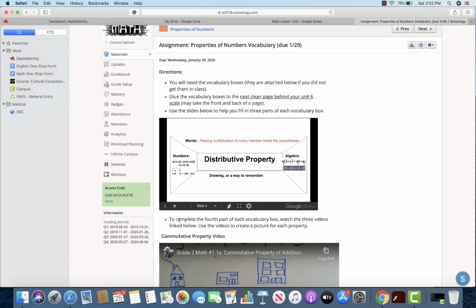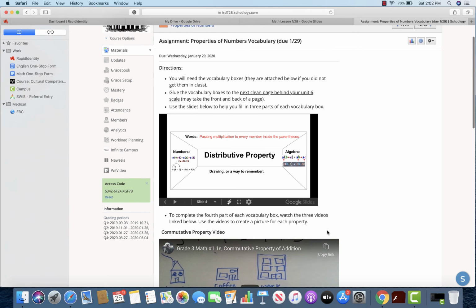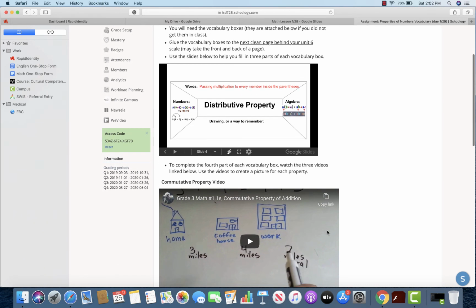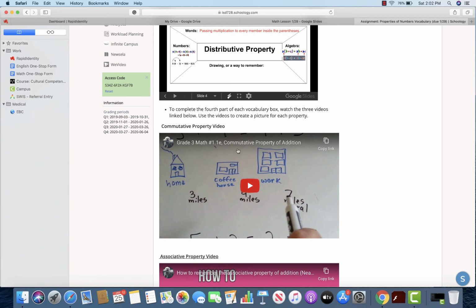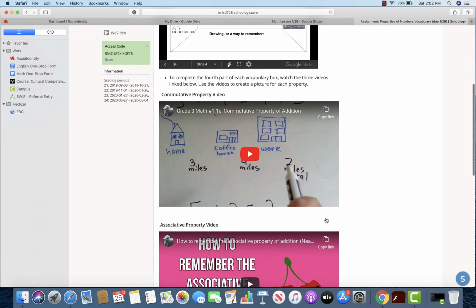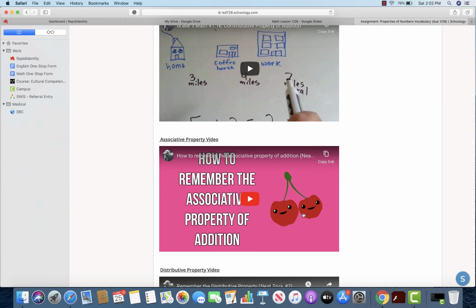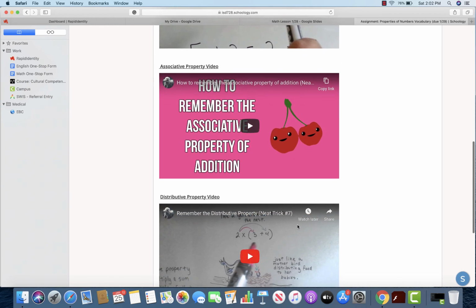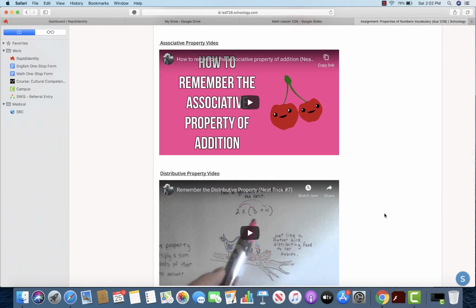Okay? The next bullet right here says to complete the 4th part of each vocabulary box, which is the drawing. You're going to watch the 3 videos that are linked below. Use the videos to create a picture for each property. And so I modeled that with the commutative one here. So here's the associative video. Here's the distributive property video. And after watching those, remember, hopefully they inspire you or maybe literally provide you with a representation or a drawing.